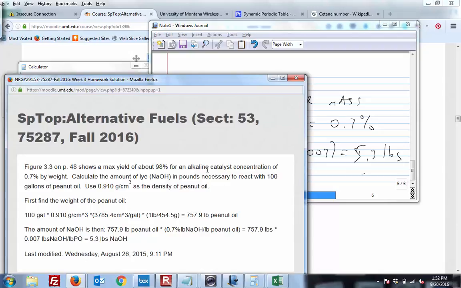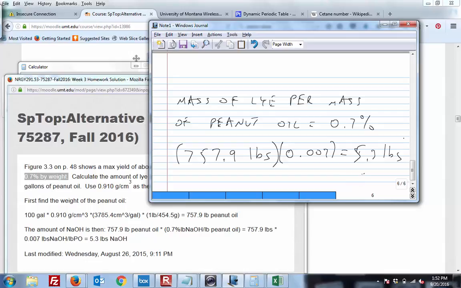So there it is. Alkaline catalyst concentration of 0.7% by weight. We knew how many gallons we had, we converted that to pounds, we took 0.7%, which is the same as multiplying by 0.007, and said we just need 5.3 pounds of lye to hit that reaction.